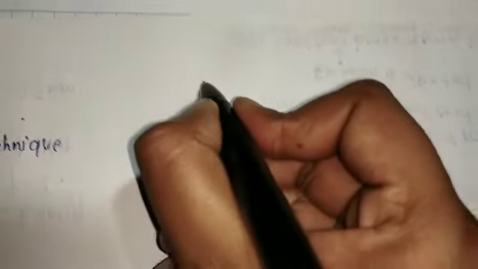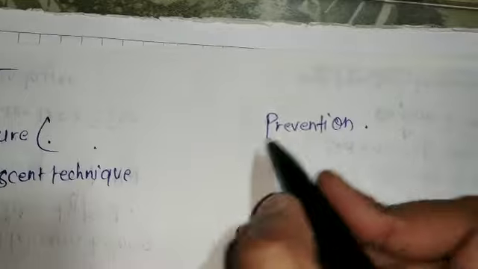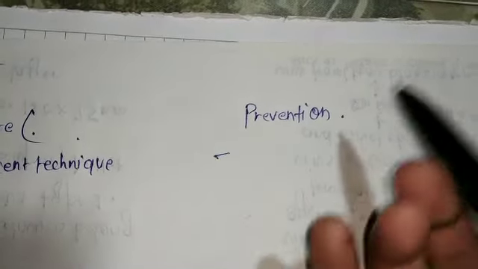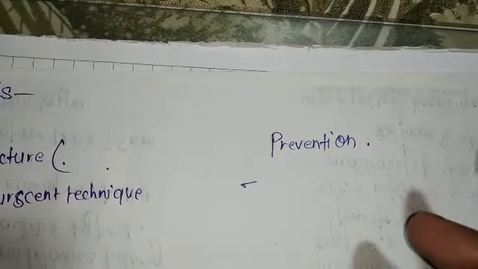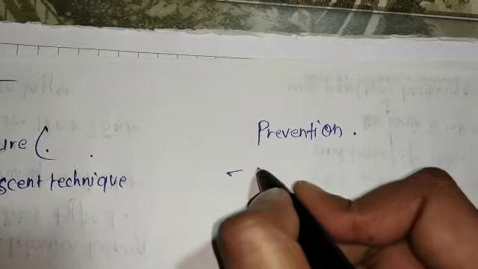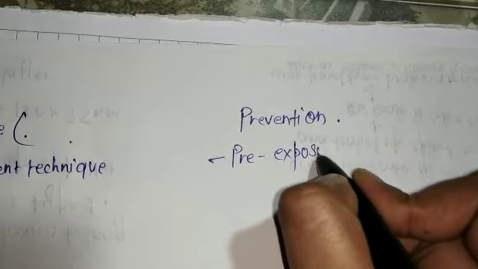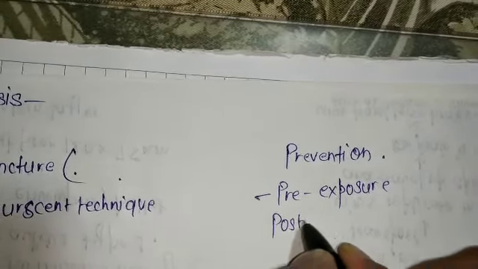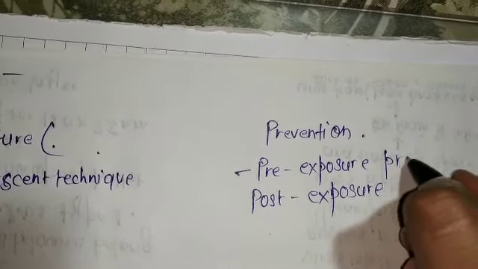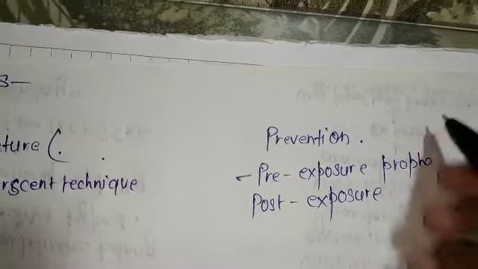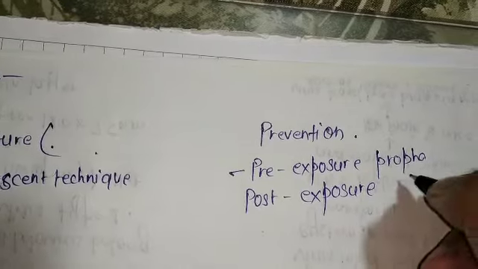Now we'll see the prevention. Once a dog bites a person, the prevention consists of two ways to protect the host from this virus: pre-exposure and post-exposure prophylaxis.